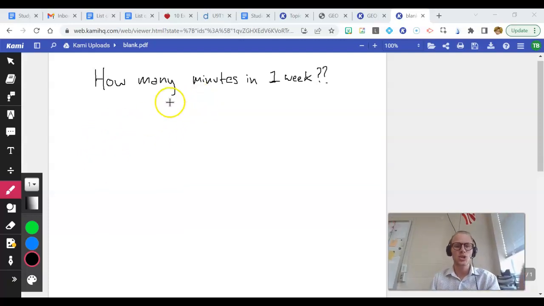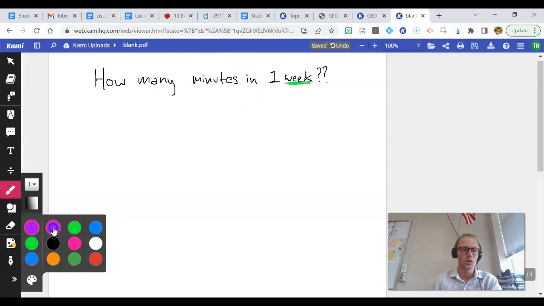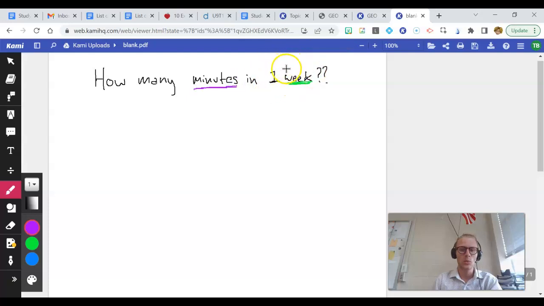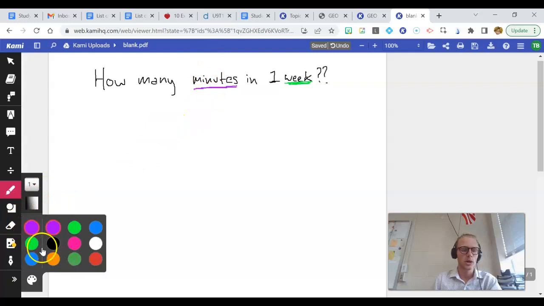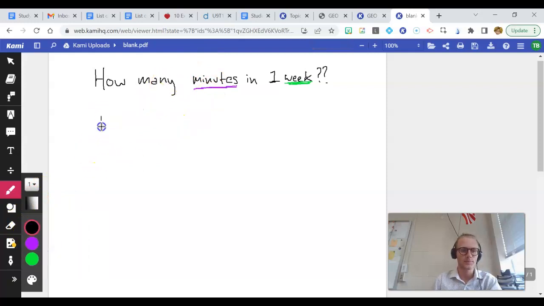So let's start with where we are. Our unit currently is weeks. Okay, we're at weeks. We want to get to minutes. Those are our units. So if we have 1 week, well, what is the next smallest unit? The next smallest unit would be days.